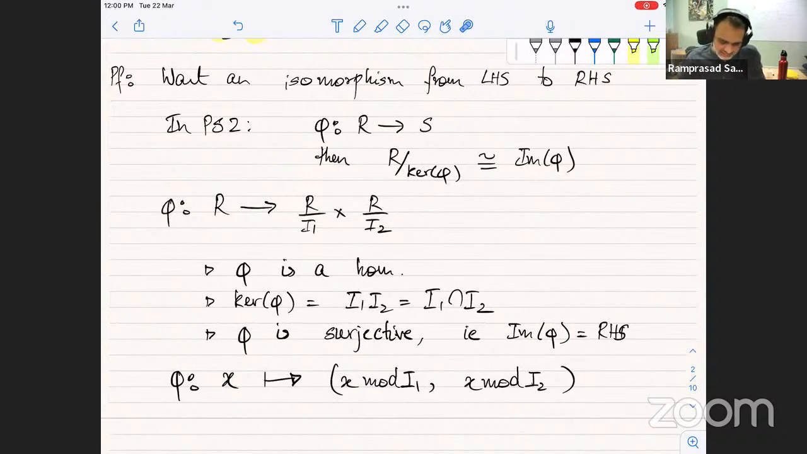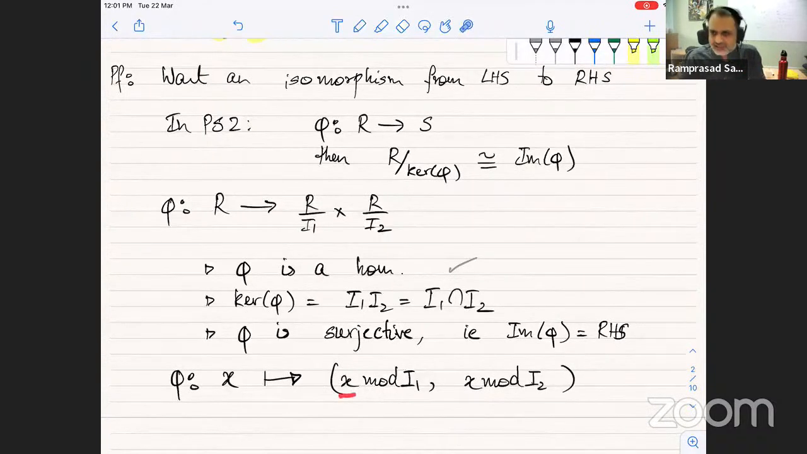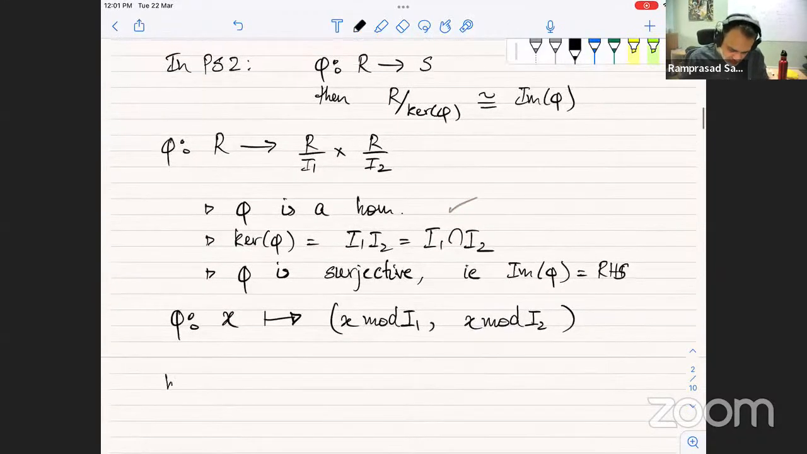That this is a homomorphism is usually trivial to check. You just need to verify that your usual properties work, but we have already seen that the modulo operation is something where whether you multiply and then take modulo, or take modulo and then multiply, it doesn't make much of a difference. So this is something you get for free. Now let's ask the second question. What's the kernel?